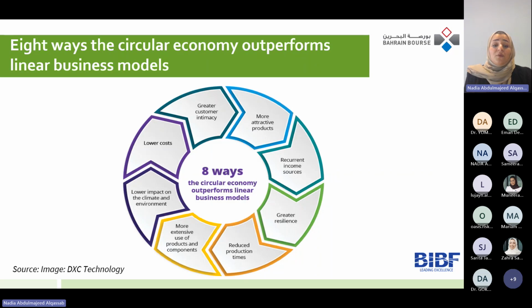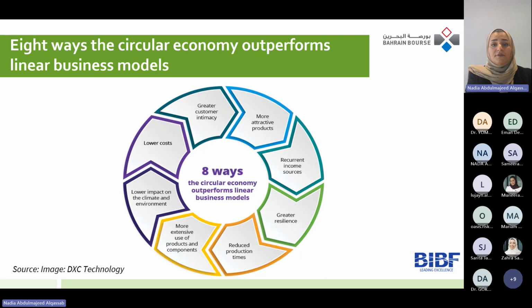Then, of course, when you are using this, it has a lower impact on the climate and effectively lower on your cost. Most of these companies that actually implemented circular economy have witnessed a maximum decline in their costs, a major significant drop in their costs.